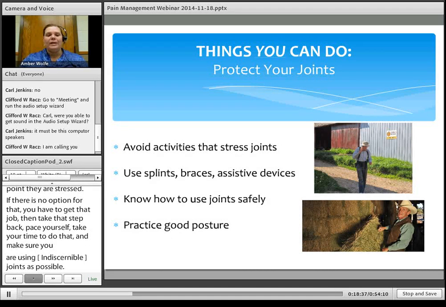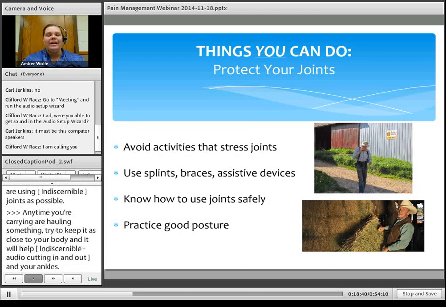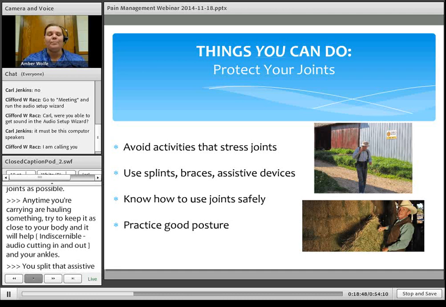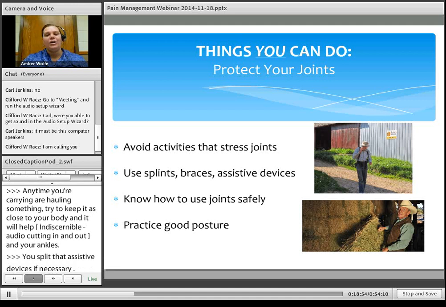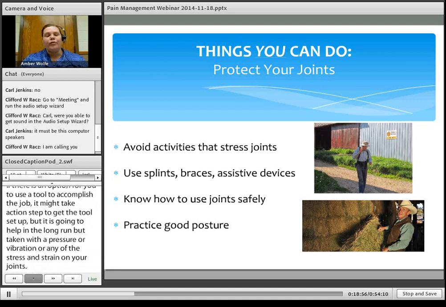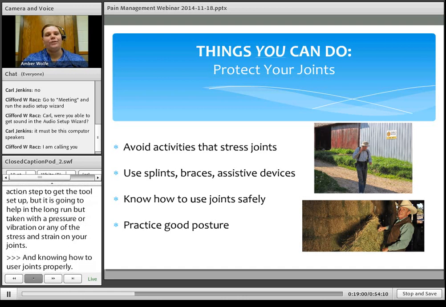Use splints and assistive devices if necessary. If there is an option for you to use a tool to accomplish a job, it might take an extra step to get that tool set up, but it's going to help in the long run by taking away the pressure or the vibration or any of the stress and strain on your joints. And knowing how to use your joints properly. We've all known for years that we lift with our legs, not with our back, but taking the time to actively do that and working your body properly is going to go a long way in protecting your joints.